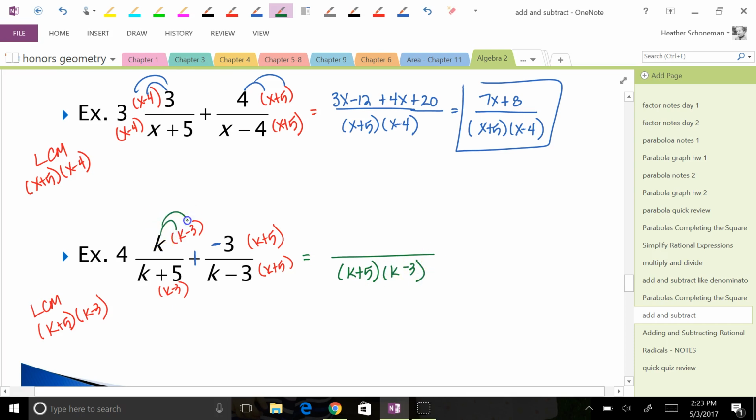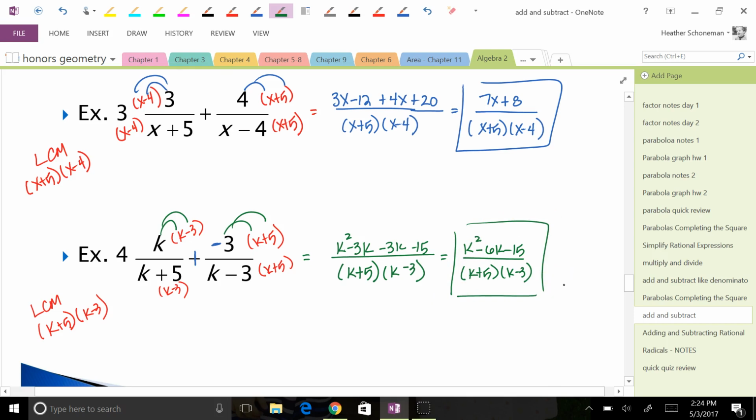And then our numerator, I'm going to multiply. So k times k would be k squared minus 3k, then watch your signs over here, minus 3k minus 15. So now when I combine like terms, I'm going to have k squared minus 6k minus 15, and then I have k plus 5, k minus 3. Now I need to check, does the numerator factor? And the answer is no, so that's not going to simplify any further, so that's our final answer.